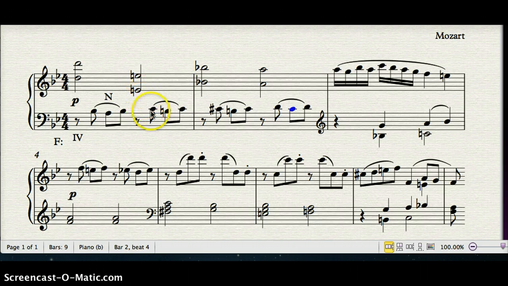Then we have the same thing. Here we have a C and an E natural. Now remember, the E natural, even though it has accidentals, is a diatonic pitch because we're in the key of F major. So they're just making that be an F major.